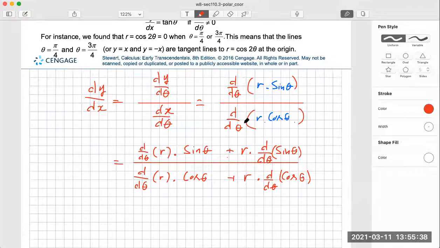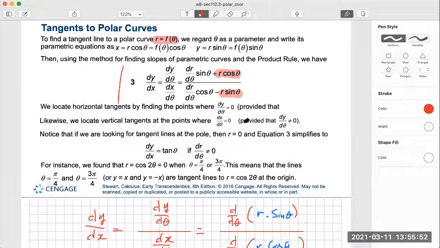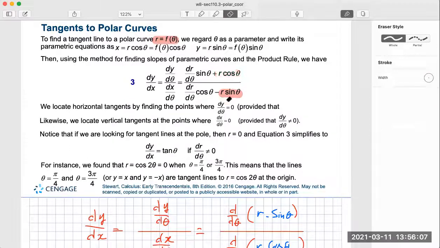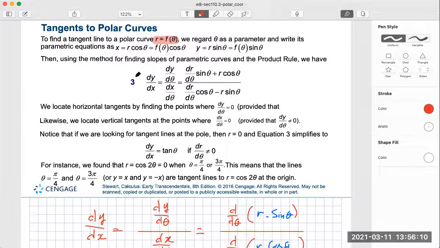Good point. So from now on, we can use equation 3 as a formula. In the future, if we want to compute the tangent, we can apply this formula immediately. But remember, in some special cases, this one is very important.